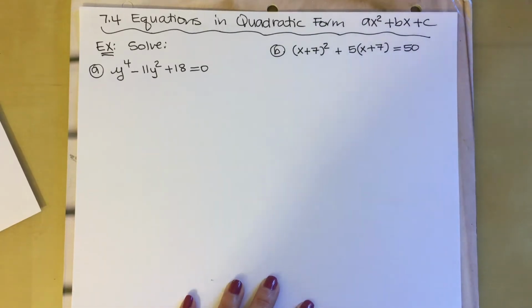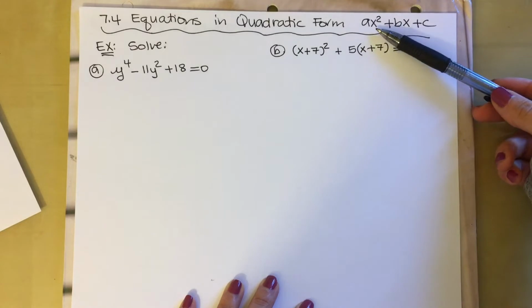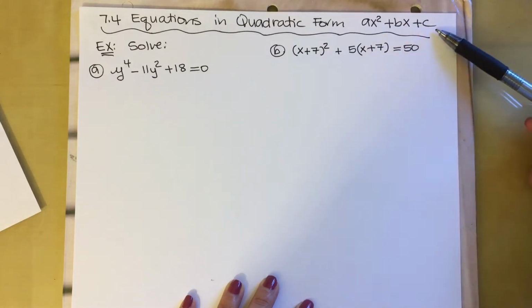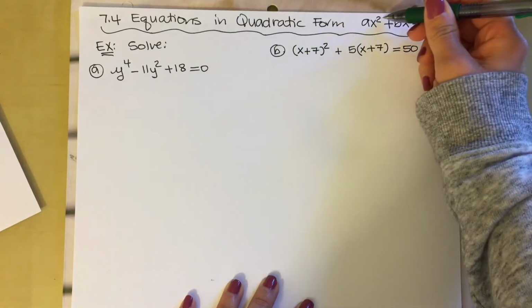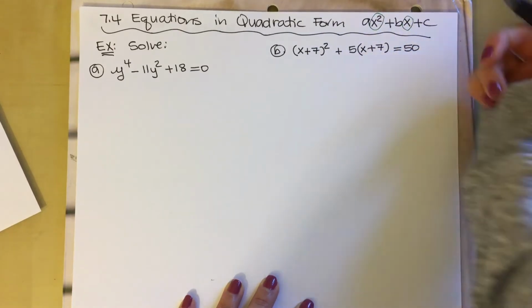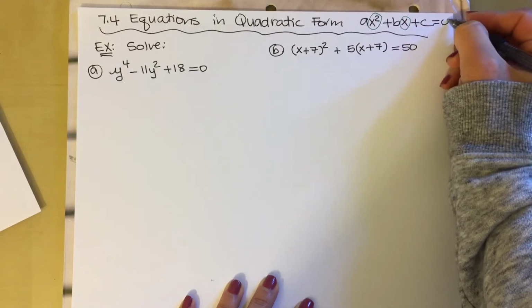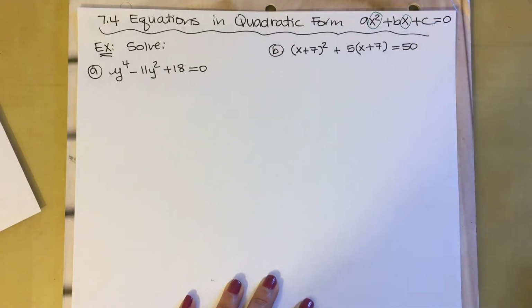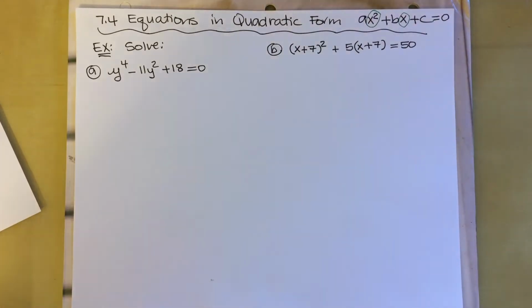So quadratic just means that you have ax squared plus bx plus c. So the important part is that you have x squared, x, and a constant, and that your equation is equal to 0. So the first two examples we can just solve directly through factoring. Your book uses U substitution. I'm just going to show you how to solve these directly through factoring because I think it's faster.